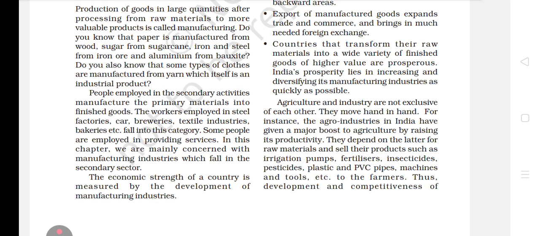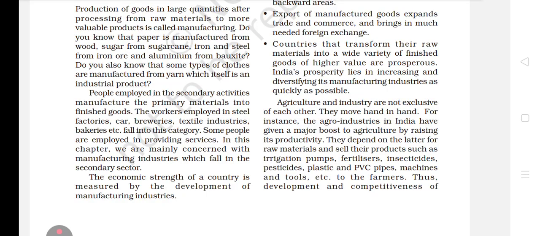Now, dear student, next what is given? Let's see. The economic strength of a country is measured by the development of manufacturing industries. So how will you measure the economic strength of a country? By measuring the development of manufacturing industries. That means if manufacturing industries are developing, the economic strength of the country is also developing, isn't it? So the economic strength of a country is measured by the development of manufacturing industries in the country.